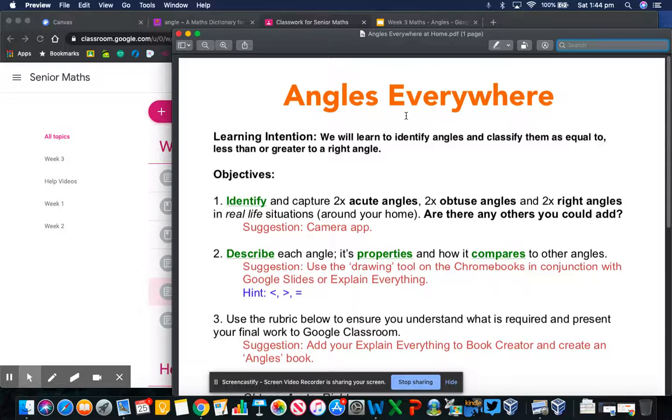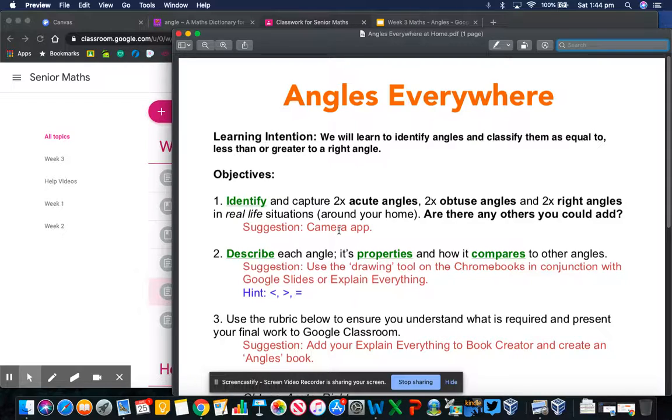And you guys have all got a pretty good base of your basic angles. So this is going to be like a prove and convince me task. You can do it any way you like. I've shown you explain everything. I've shown you flip grids. I've had people send me posters, Google Slides. Whatever option you want to do, you get to pick and do that to show me your understanding of angles.